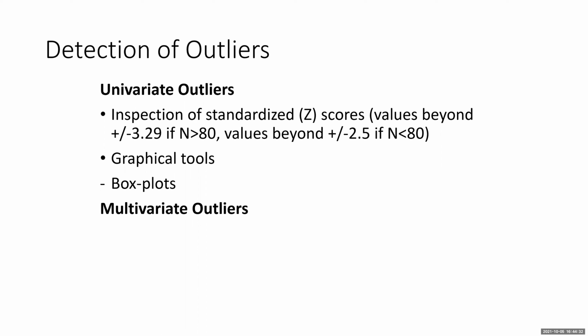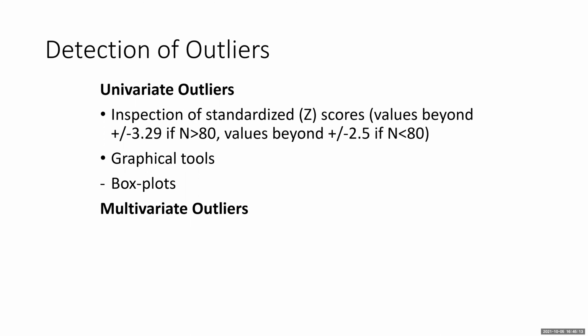Okay, I'll tell you how you can calculate standardized scores. A standardized score is a score minus the mean value divided by the standard deviation. So whatever value you have for that particular case or row or observation, you subtract the mean from that value and divide it by the standard deviation, and then you get a standardized score. And the standardized score should fall within a limit of plus minus 3.29 if you have a sample size greater than 80.